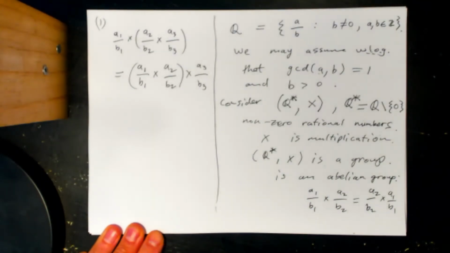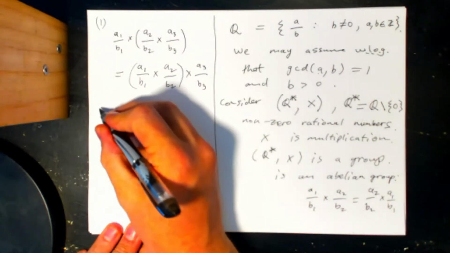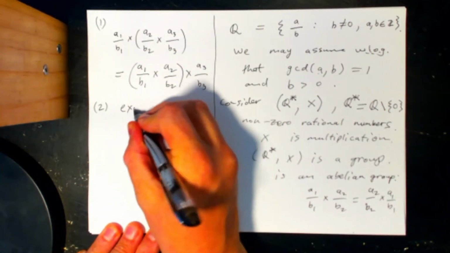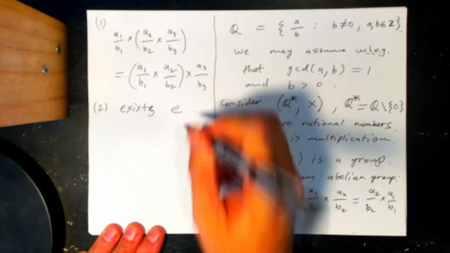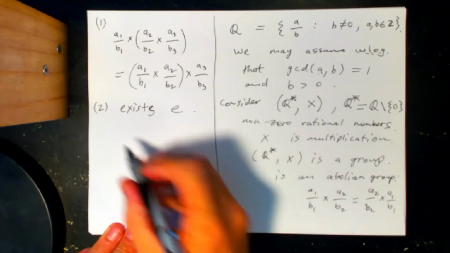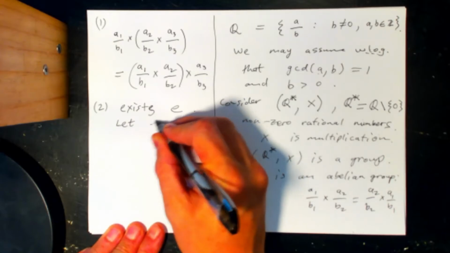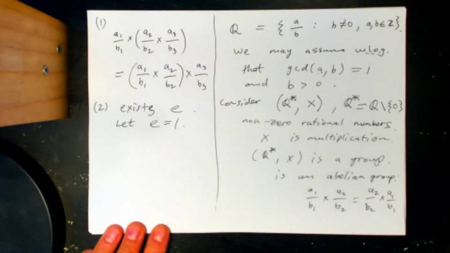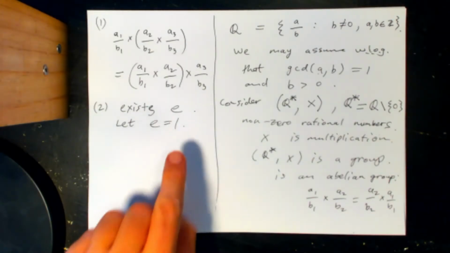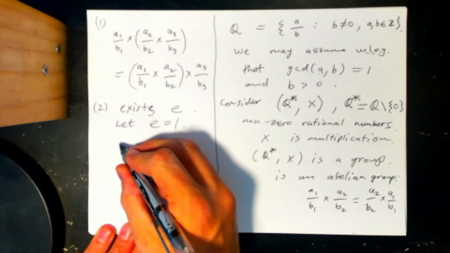It's associative. Now, next we need a neutral element or an identity element. So there exists E, okay? And we know how that's defined. So let's prove it. So let E be equal to 1. Okay, in addition, you often choose 0. With multiplication, you want to choose 1 as your identity element and then prove it. Okay, so let's just prove this here.